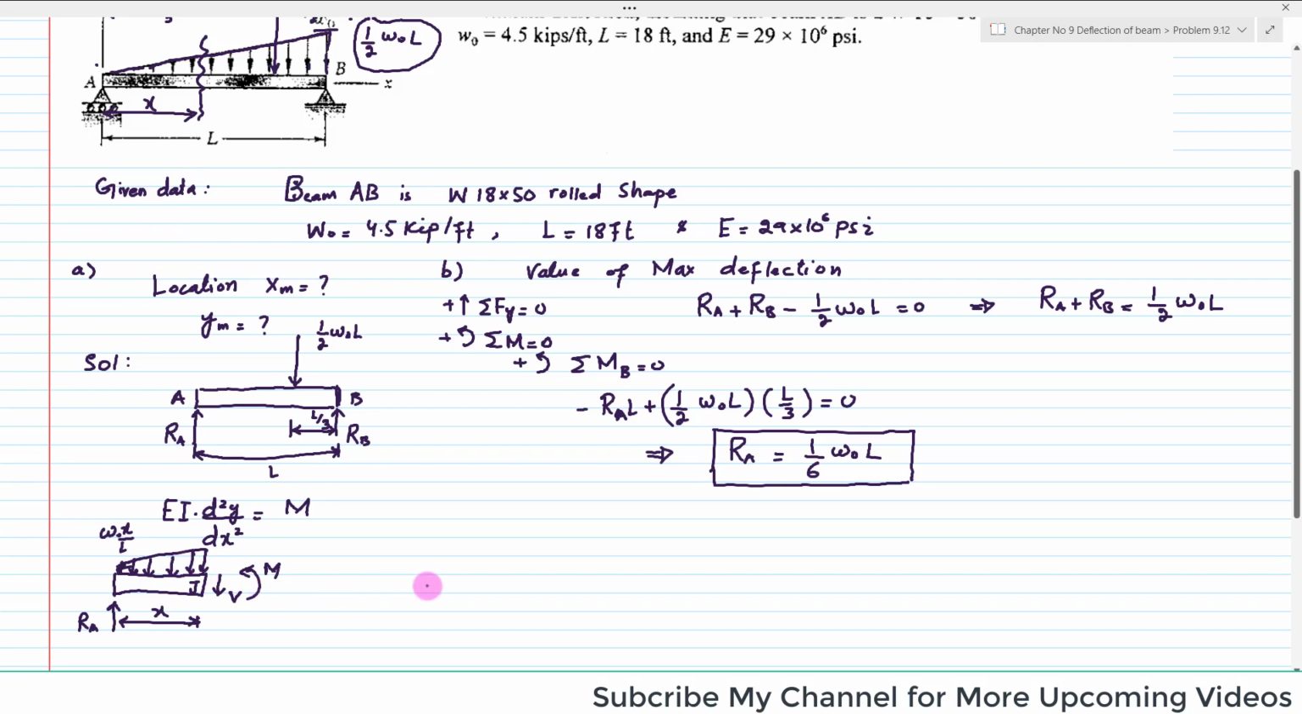Clear? So again, for finding this moment, we will use the sum of all moments about point J is equal to 0, taking counterclockwise as positive. So you can see at point J there is a reaction force, and RA is 1 over 6 W naught into L, and the perpendicular distance is X. Since it is clockwise, it will be negative. There is a reaction moment. This is X. There is a reaction moment counterclockwise, so it is positive.